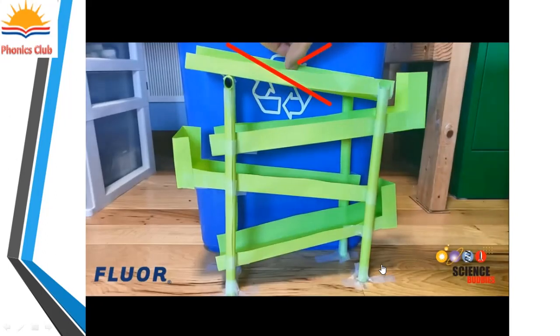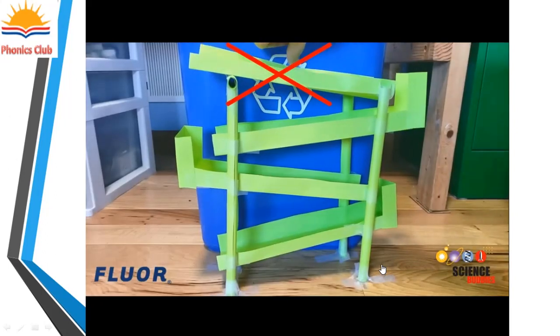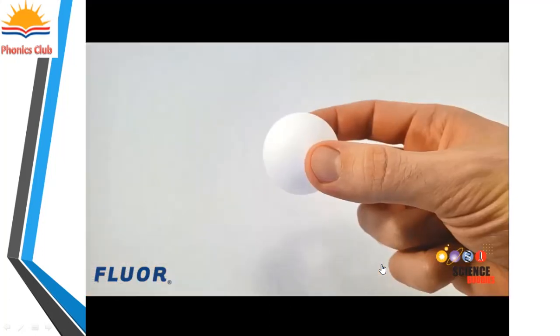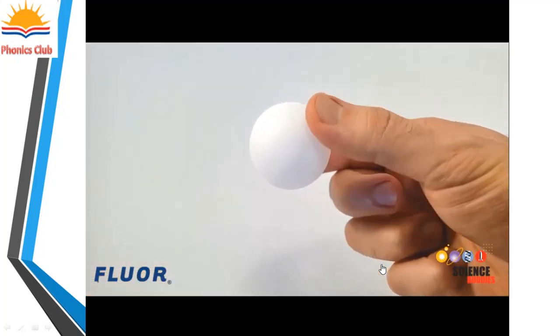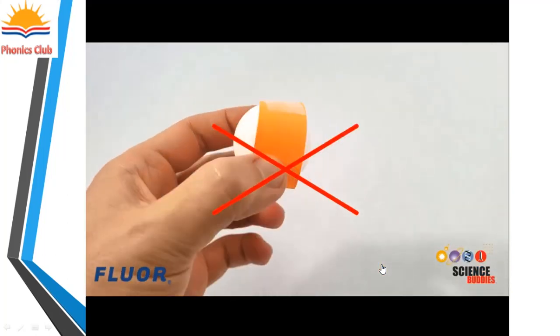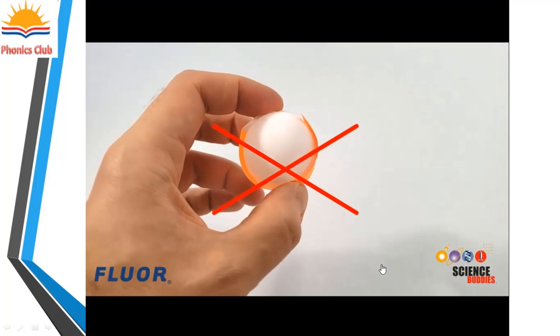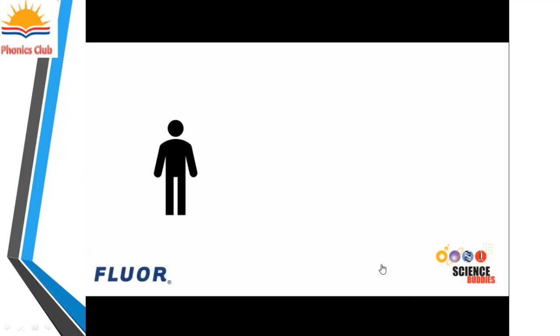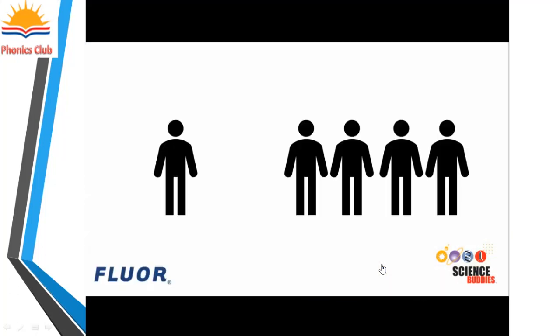You cannot attach your ball run to anything else for support, for example, a piece of furniture, a wall, or a trash can. You must use a ping pong ball, also called a table tennis ball. The ball cannot be modified in any way or have anything attached to it. You can try this challenge by yourself or in a team of up to 4 students.